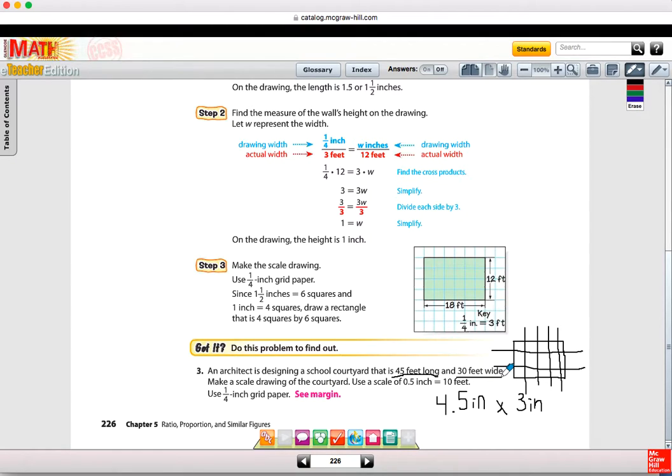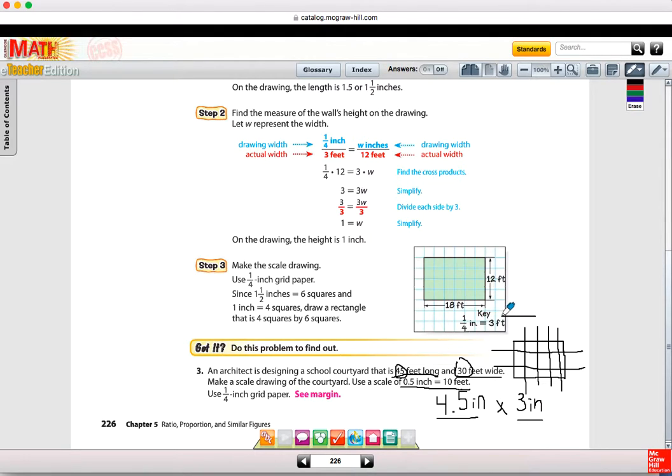Initially, I set up the proportions, but looking back, I think that the best strategy is just to use that scale. 1/2 inch is 10 feet. So for every 1/2 inch, it's 10 feet. So I can take 45 divided by 10 to get 4.5, and then 30 divided by 10 to get 3.